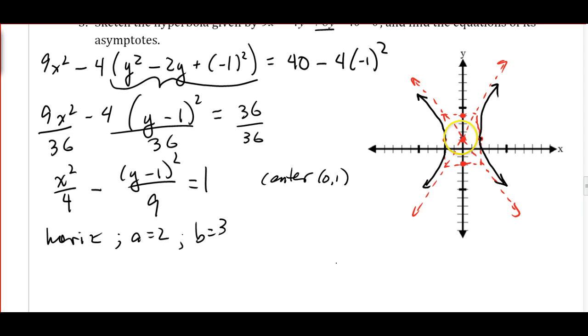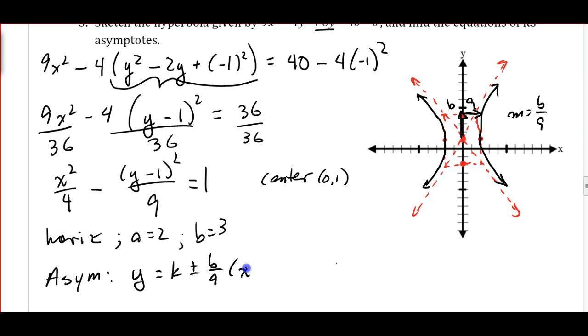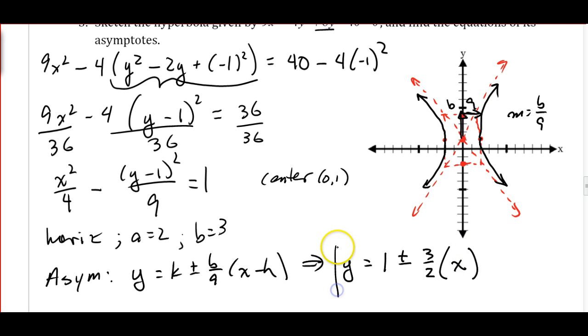So this distance was b, so I went up b units and over a units. So my slope is going to be b over a. So for my asymptotes, I've got y is equal to k plus or minus b over a times x minus h. So I've got y is equal to k, which was 1, plus or minus b over a, which is 3 over 2, times x minus 0, so just x. Okay, and there's really no need to simplify these. You could just leave it right like that.